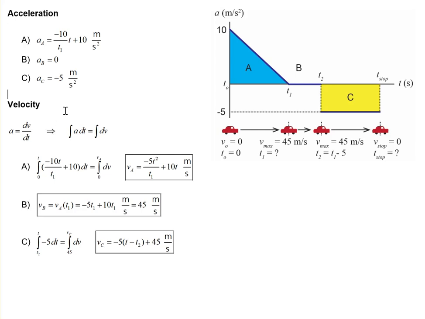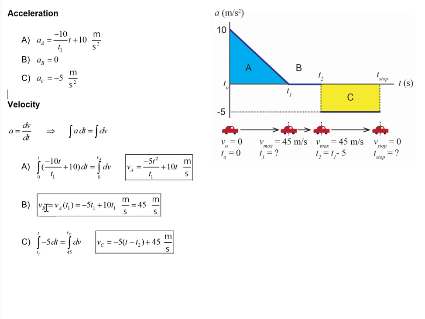With the acceleration equations, we can integrate and get velocity. So we'll use a = dv/dt and rearrange it and integrate the acceleration. So we can do that for each region, right? And the initial limits for region A are 0, 0, right? Because it starts from 0 speed. We integrate it and we get a velocity equation for region A.